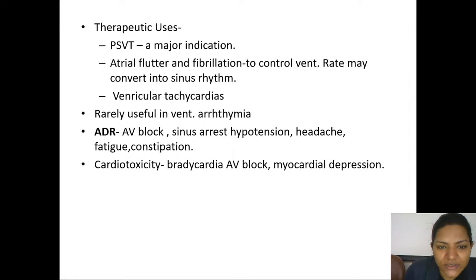So, therapeutic uses: PSVT. PSVT is a major indication for use of calcium channel blockers. Apart from this, atrial flutter, fibrillation, and ventricular tachycardias are important indications for use of calcium channel blockers. They are rarely given to patients in ventricular arrhythmias.